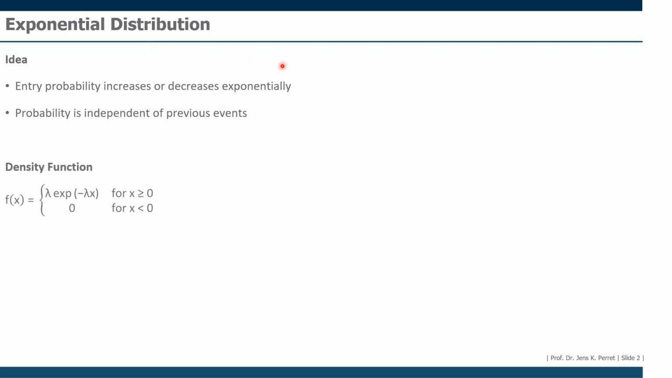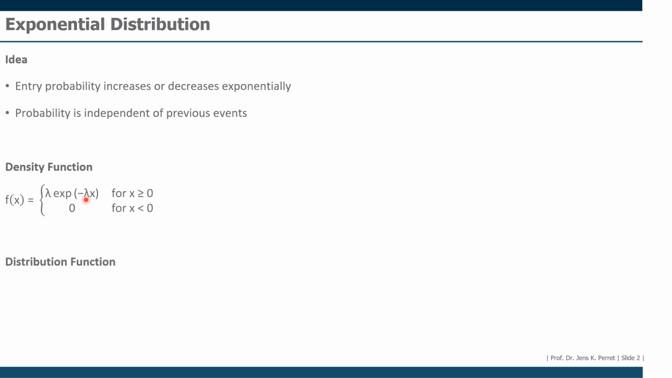Well, what about the density function? As I said, the density function is an exponential function. We see here a negatively developing exponential function, and we have a parameter lambda here, which determines how the density function actually looks.